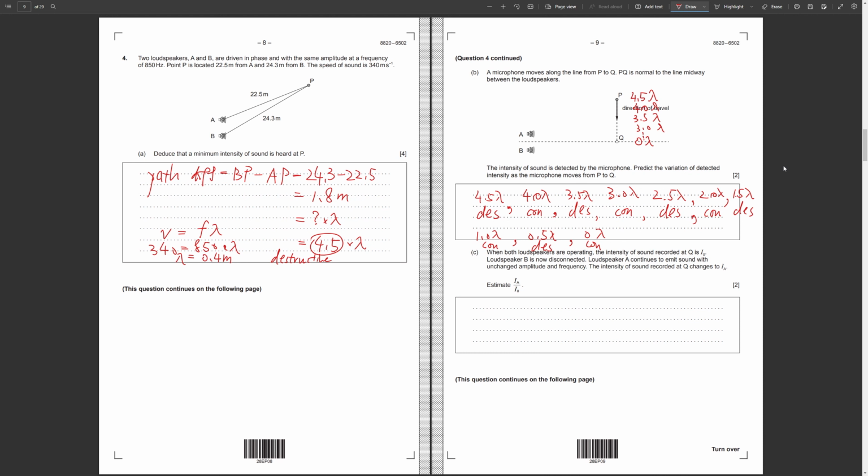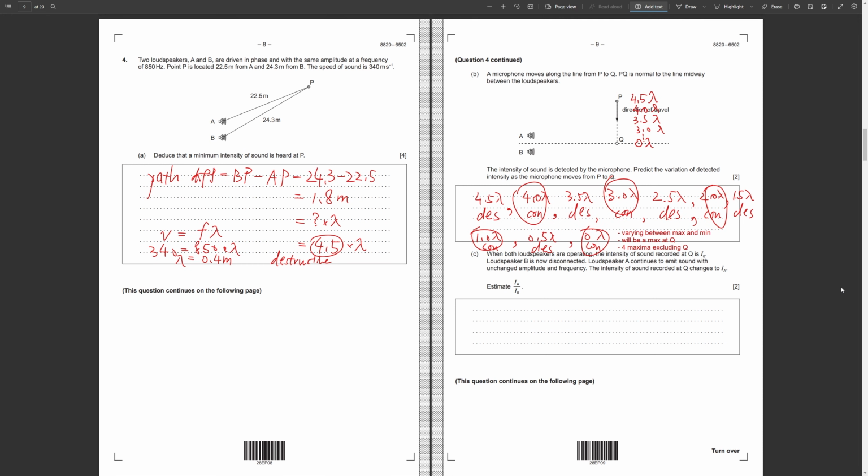And let's count the number of constructive interferences from P to Q. There is 1 constructive, 2 constructive, 3, 4, and 5 if you're including the endpoint Q. And we will describe such variation as a continuous variation from P to Q going between maximum and minimum intensity, and it must be a maximum intensity at Q. Apart from Q, there will be 4 additional maxima, excluding Q.